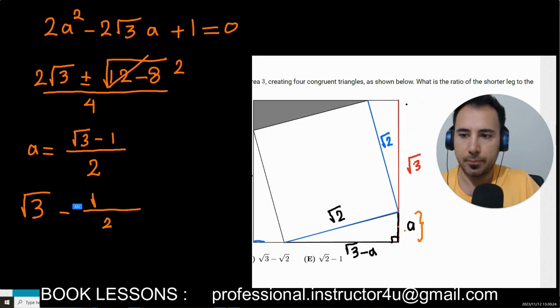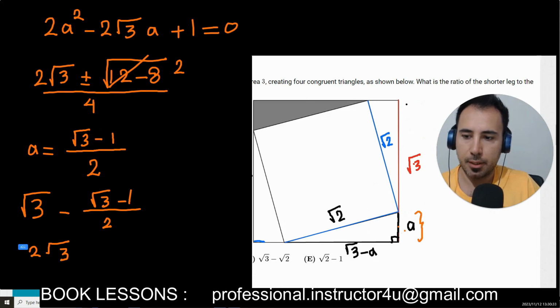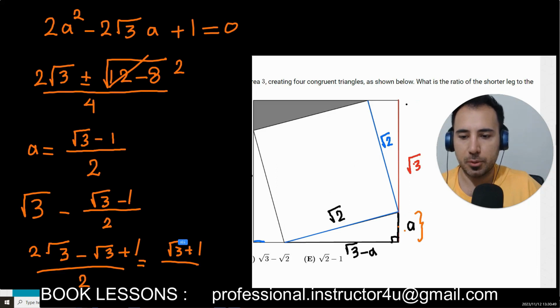So this value will be 2 square root of 3 minus the quantity square root of 3 minus 1, divided by 2. So you will see that the larger leg will be square root of 3 plus 1 over 2. We want the larger one, which is this one. This would be the larger leg.